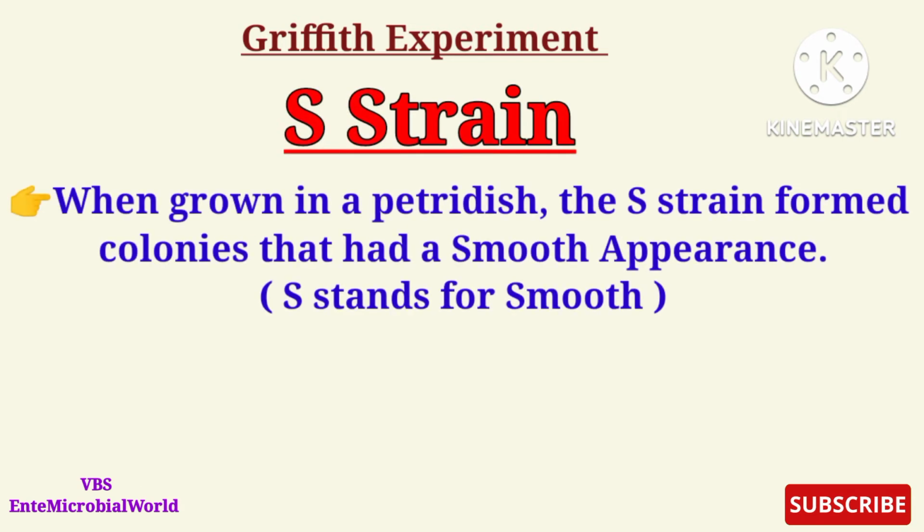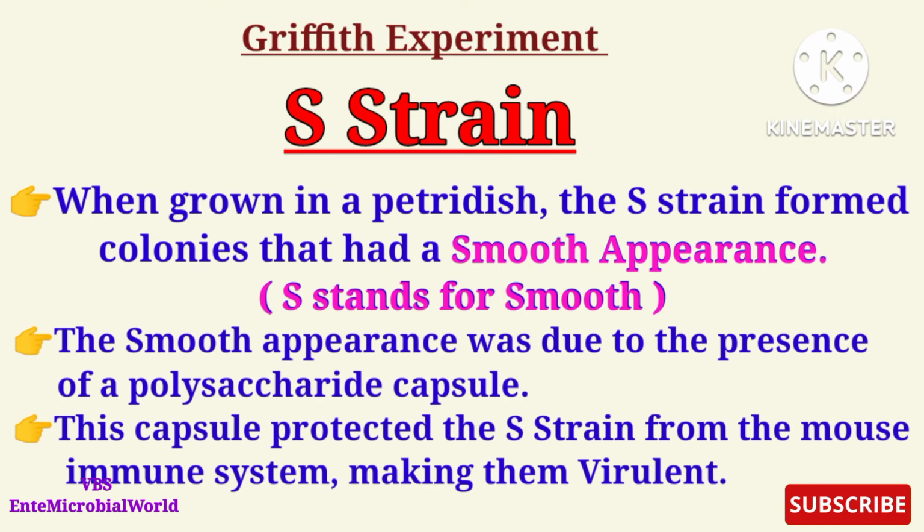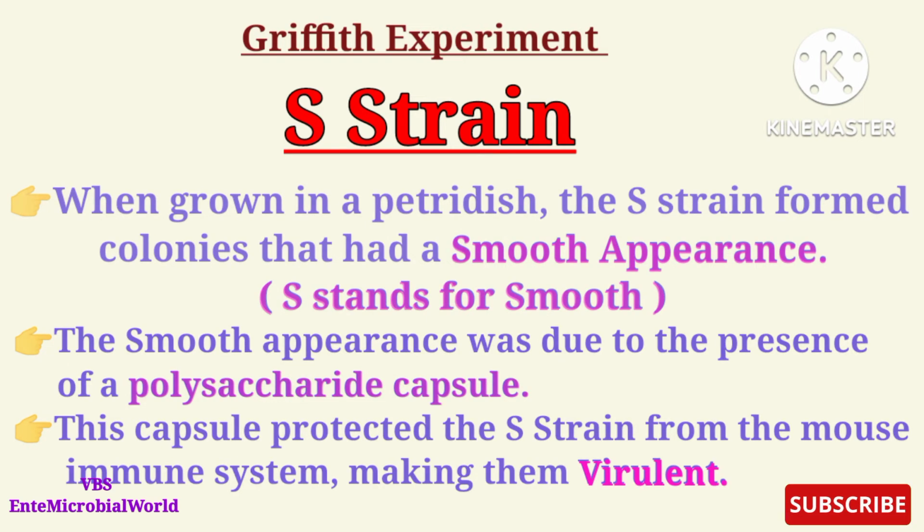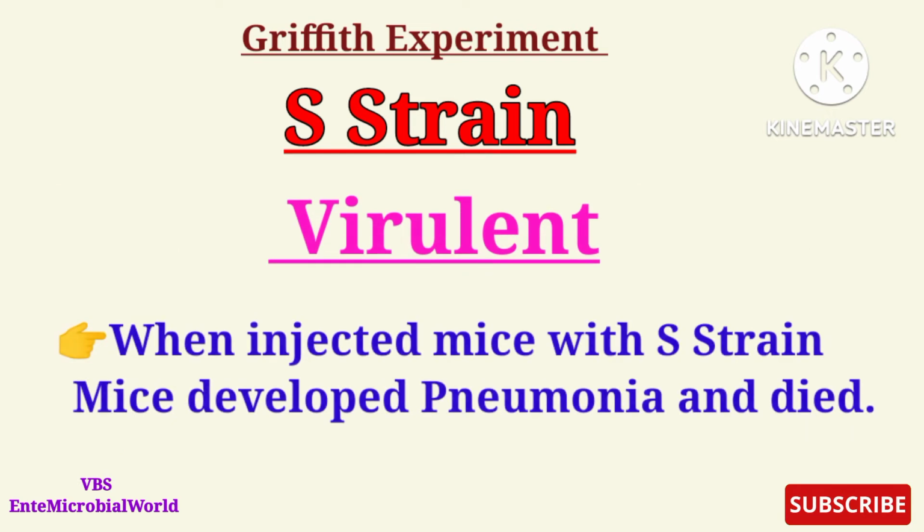Let's see what is S strain. When grown in a petri dish, the S strain formed colonies that had a smooth appearance. S stands for smooth. The smooth appearance was due to the presence of a polysaccharide capsule. This capsule protected the S strain from the mouse immune system, making them virulent. That means when mice were injected with this S strain, the mice developed pneumonia and died.